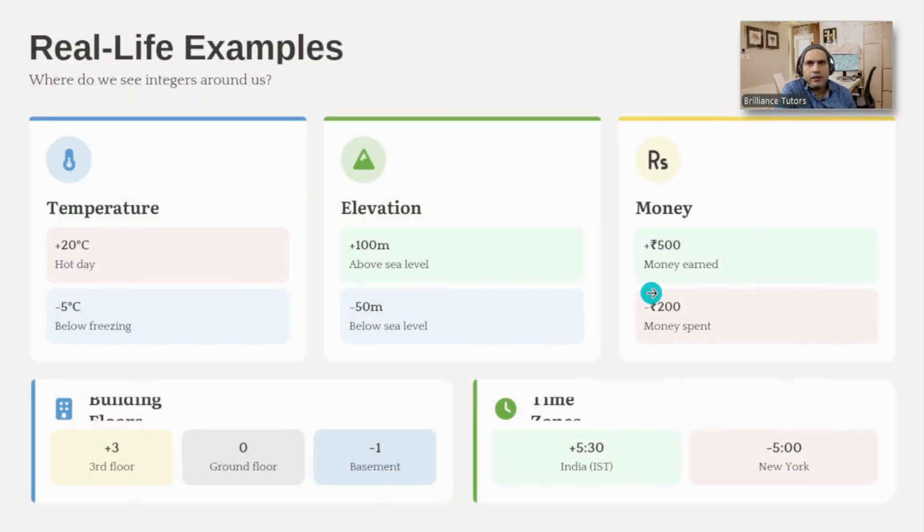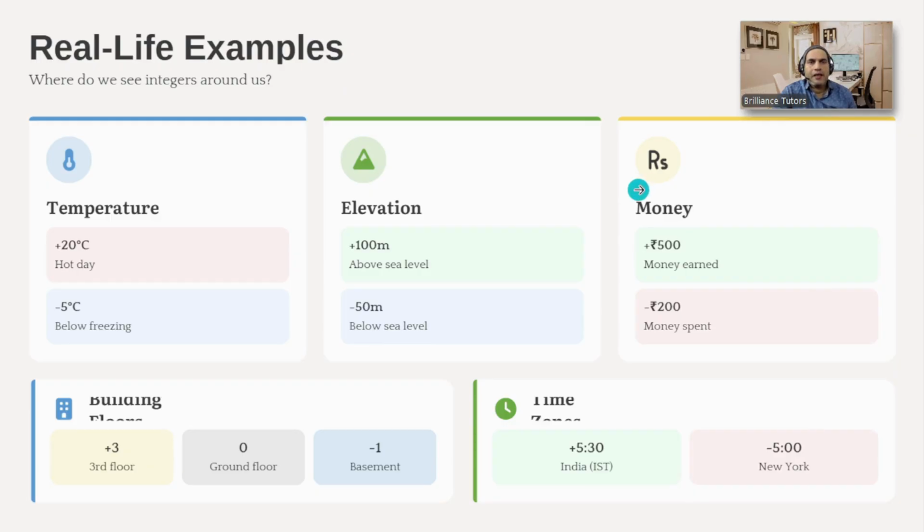And here you can see real life examples of integer numbers, like temperature. On a hot day we have plus 20 degrees Celsius, and below 0 degrees Celsius we will write minus 5 degrees Celsius, like below freezing point. So temperature is measured in integer form: positive temperature, negative temperature, even 0 temperature. Then elevation: whenever we go above the sea, like plus 100 meters, it means we are above sea level. Sea level is 0, and when we go inside the sea, that will be minus 50.